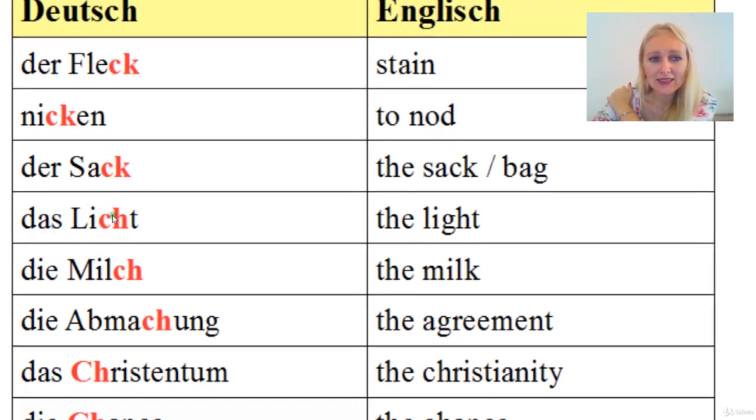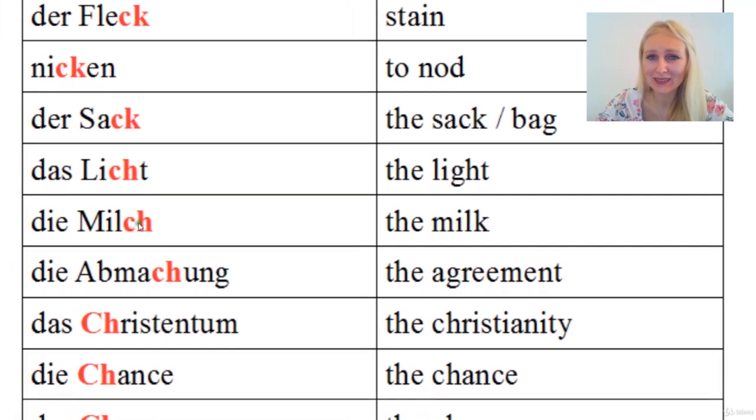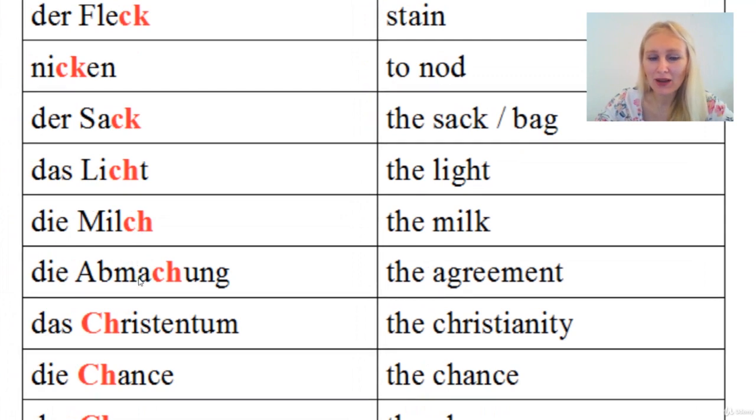Das Licht, so CH, okay, this is how we pronounce it. It's basically just the air that you push through your teeth or through your mouth. Okay, Licht. So it's not the strong H or so, it's Licht. It's very soft, Licht. Die Milch, okay, die Milch. Die Abmachung, die Abmachung. Okay.